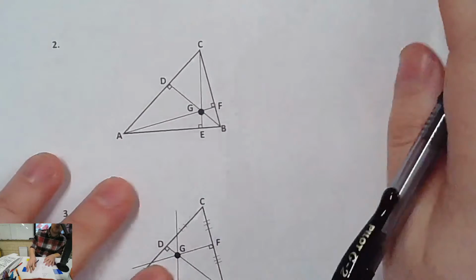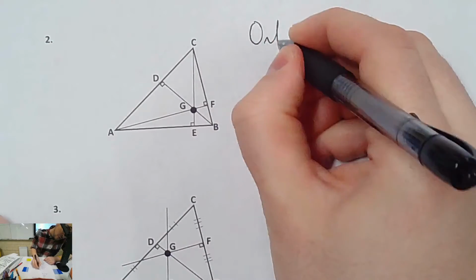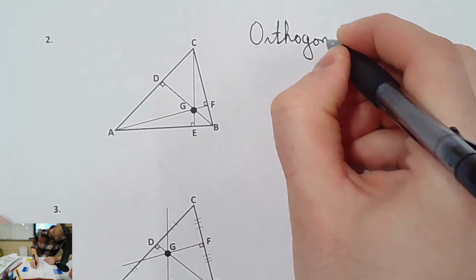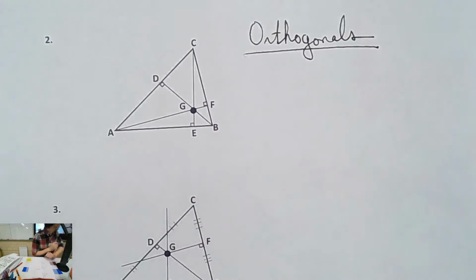So cool. These are orthogonals. We're going to call them that. Orthogonal means height, means altitude, right? It's the height of the triangle, but it's perpendicular. But we're going to use orthogonal because it's going to help you with what we're going to learn later. Orthogonals.